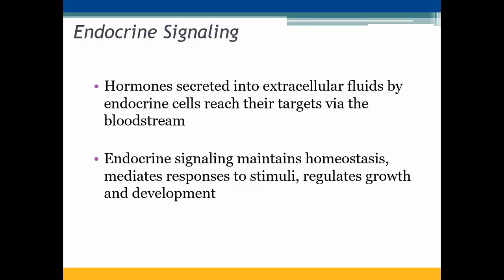Endocrine signals maintain homeostasis and mediate responses to stimuli. They regulate growth and development. Basically, these are the areas where the endocrine hormones or the endocrine glands come in. Endocrine glands secrete their secretions into the blood. The blood takes them to different areas, to the target cells where there are receptors for these endocrine hormones, and then after accepting these hormones they play a role in maintaining body homeostasis, responding to different types of stimuli, and growth and development.